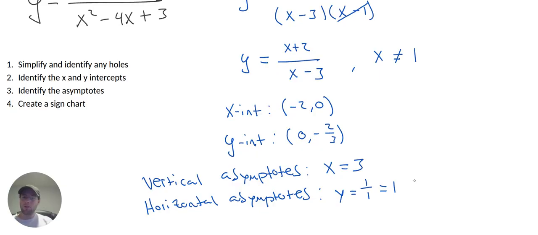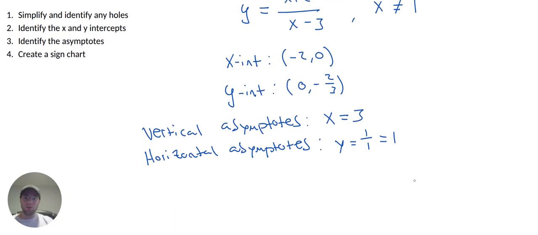So now let's go ahead and create a sign chart here. For a sign chart, we want to draw a number line, and on this number line we want to put labels for our x-intercept, which is at -2, and also our vertical asymptote at x equals 3. That's always the case when you make this number line. You put the values for your x-intercepts and also your vertical asymptotes, and then we identify whether the function is positive or negative in each of these intervals here.